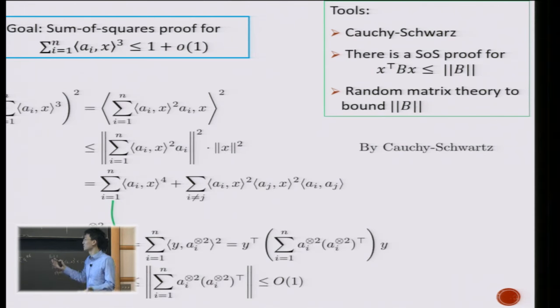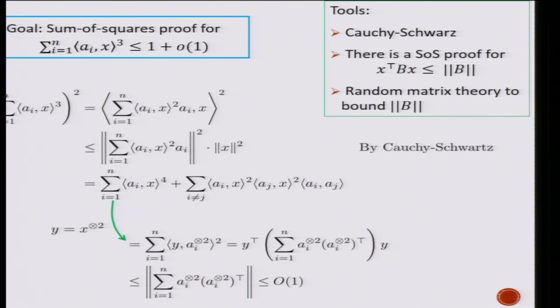But for the first term, there's nothing to it. You just do it in the most natural way. Actually, probably there's only one way. Now it's a degree 2 polynomial over y, and it's y transpose times a big matrix times y. Now you use tool number two, and we bound it by the spectral norm of this big matrix. We use random matrix theory to bound the spectral norm. So this is by random matrix theory.